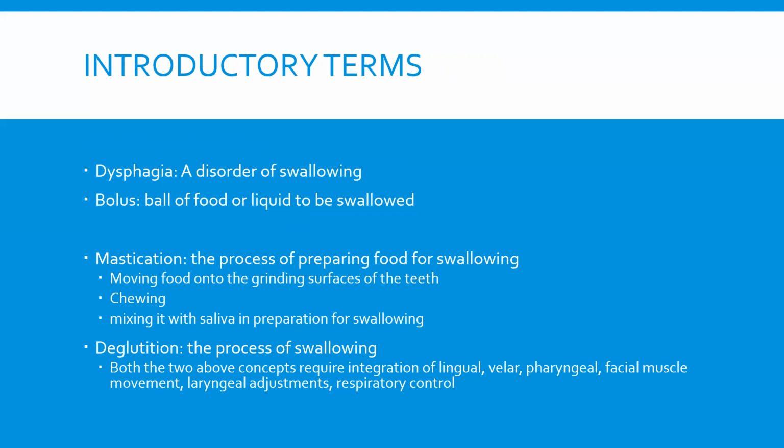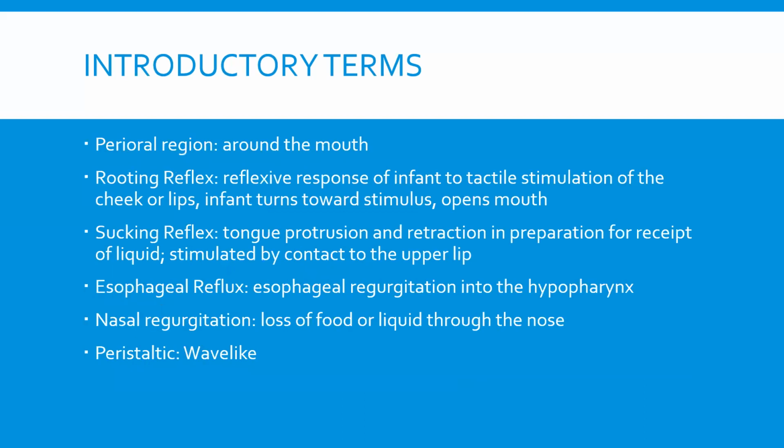So it's like chewing: moving food from the grinding surface of the teeth, mixing it with saliva, then propelling it with the tongue on the lateral sides. Deglutition is the process of swallowing. Both above concepts are quite integral to the lingual velar, that is soft palate, pharyngeal facial movement, laryngeal adjustments and the respiratory control. The perioral region is the region around the mouth. When you stroke the perioral region of a child who is less than 6 months old, you will elicit a sucking reflex.